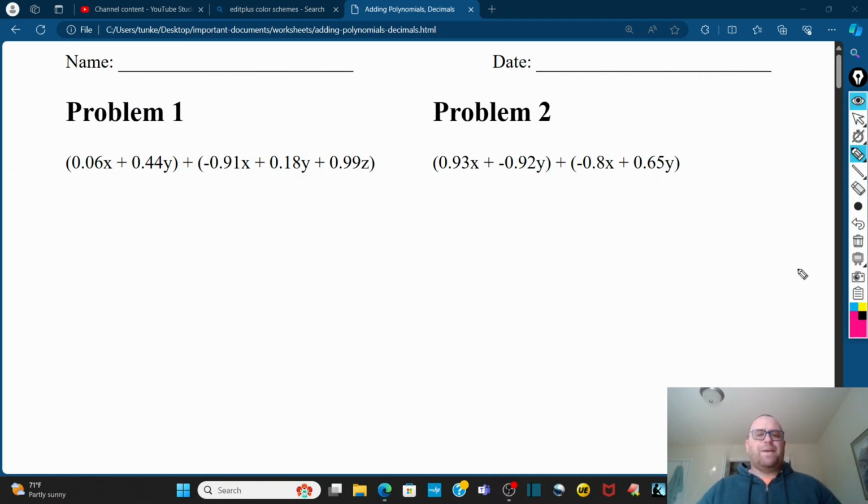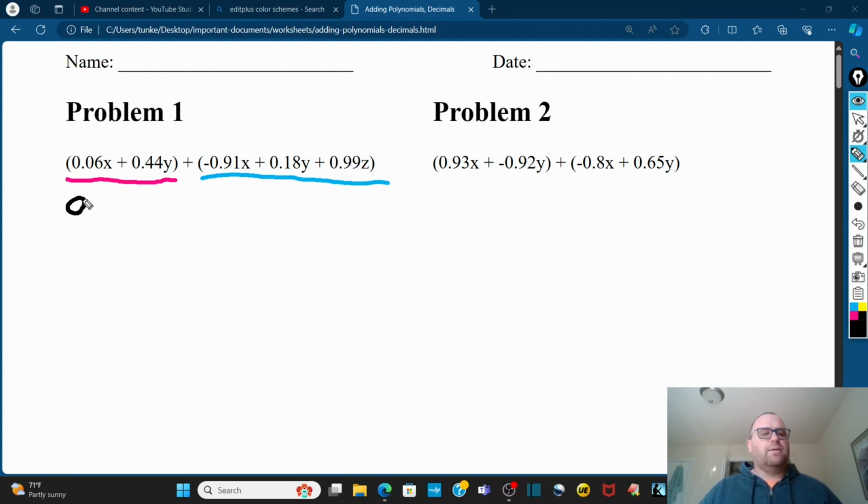In this video, we're going to be adding polynomials that have decimal coefficients. So in problem 1, we have the polynomial 0.06x plus 0.44y, and then we're adding to that the polynomial negative 0.91x plus 0.18y plus 0.99z. So let's go ahead and do that.